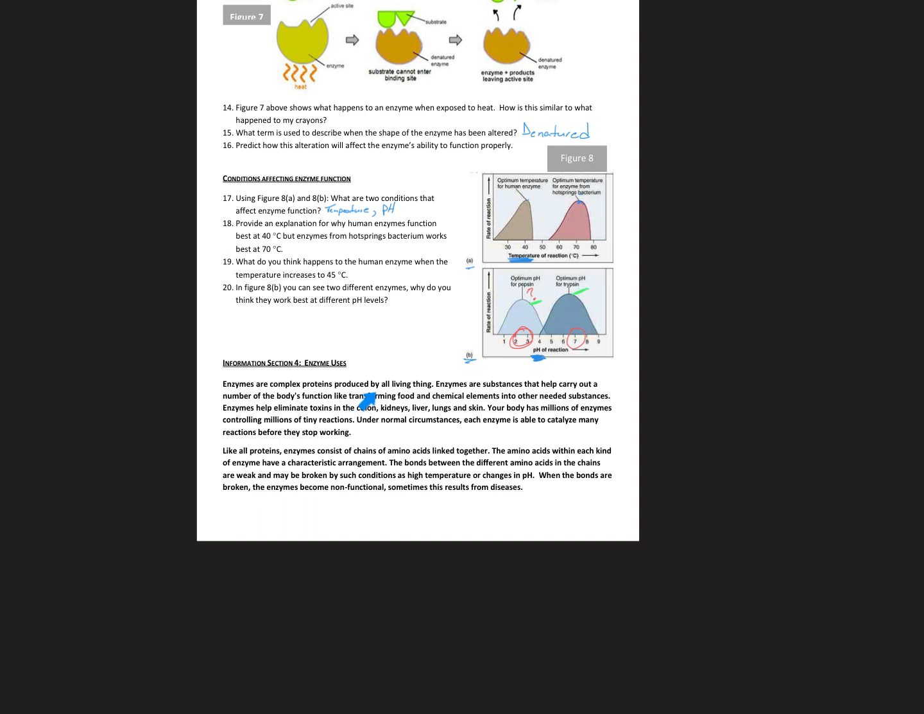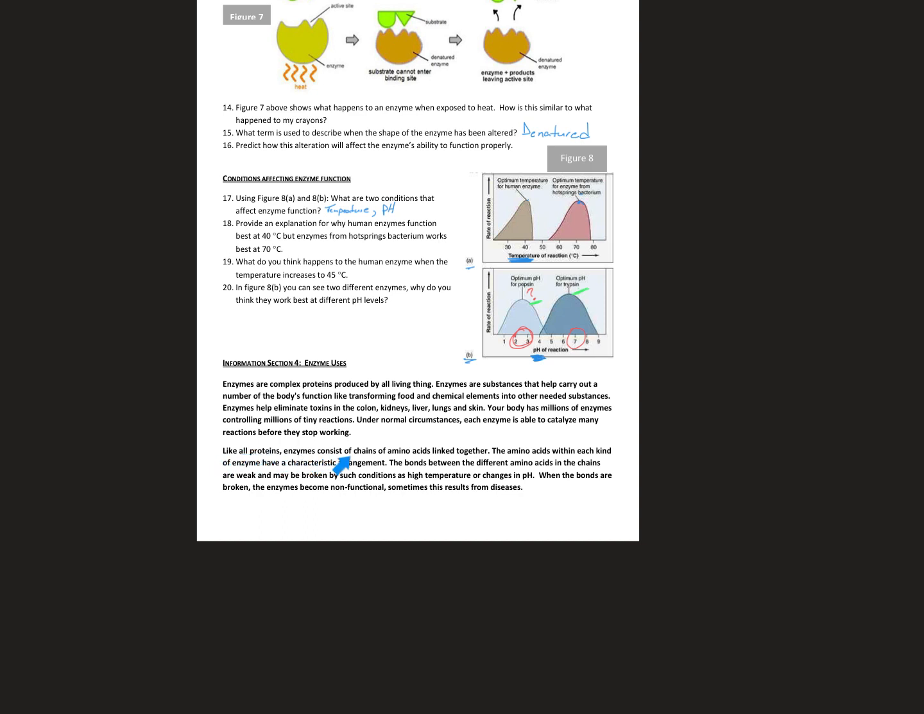Enzymes are complex proteins produced by all living things. Enzymes are substances that help carry out a number of the body's functions, like transforming food and chemical elements into other needed substances. Enzymes can help eliminate toxins in the colon, kidneys, liver, lungs, and skin. Your body has millions of enzymes controlling millions of tiny reactions. Under normal circumstances, each enzyme is able to catalyze many reactions before they stop working.